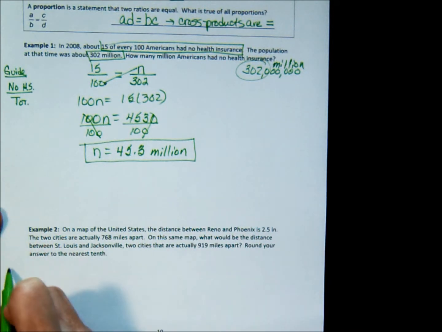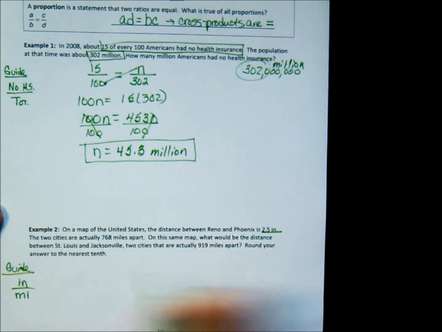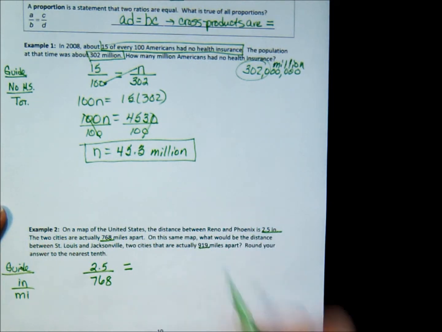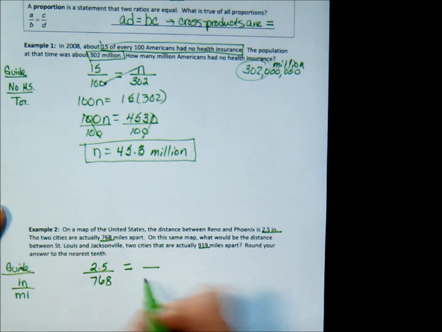So my guide in this case is going to be inches to miles. Those are the two things I'm comparing. So let's put down the first thing that it gives me. 2.5 inches corresponds to 768. That's the left side of my proportion. Now it also gives me 919 miles. So that has to go on the bottom because it's miles. And then the inches, we'll use N again for inches.